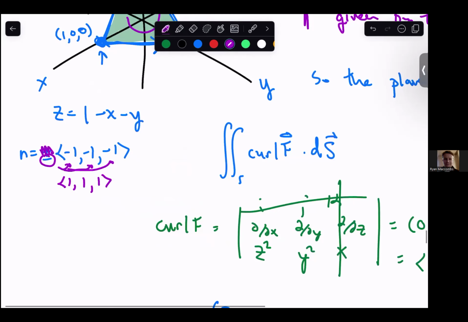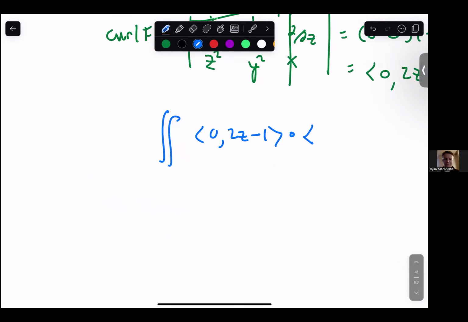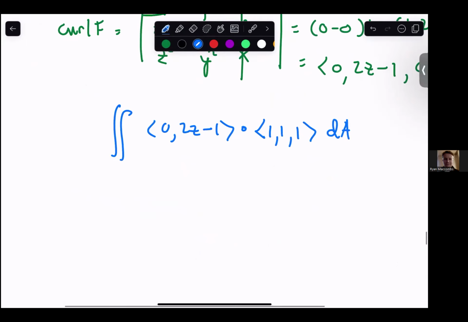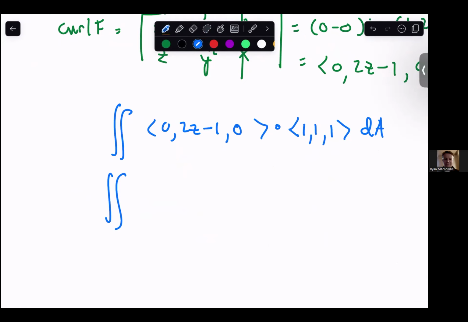So I chose that extra negative so that we have a normal vector with a positive Z component. Now that I've chosen my normal vector, let's go ahead and evaluate this dot product. Oops, I forgot one component here, 0. So when I evaluate this out, I get 2z minus 1.